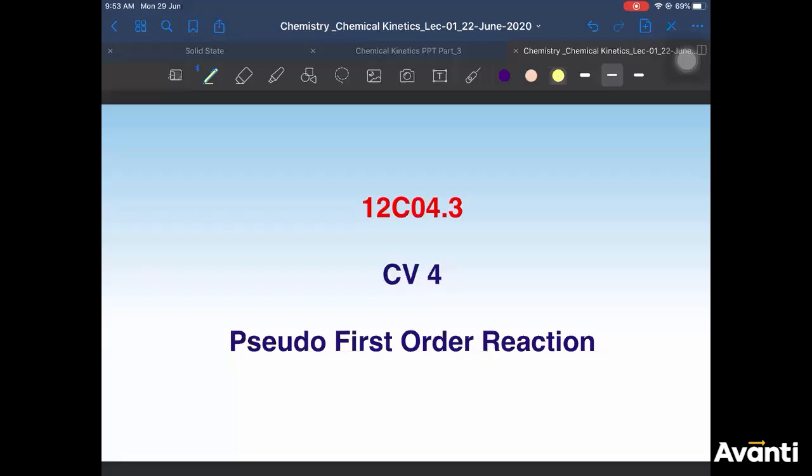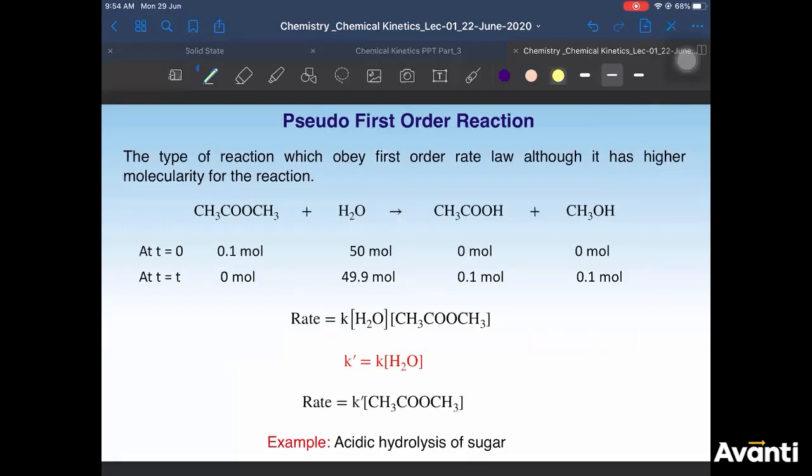What is pseudo meaning? Pseudo means false. So false first order reaction means those reactions which appear to be first order reactions under certain circumstances, but in reality they are not. For example, we say real gas, ideal gas. A real gas can appear as an ideal gas, but it will never actually be the ideal gas, right? So similarly, there are certain reactions which appear to be first order reactions under certain experimental conditions, but in reality they are not, right? So this is one of the examples here.